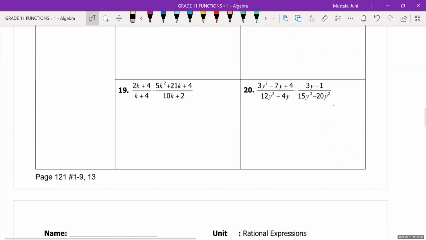So we have a complex trinomial over just the greatest common factor. We can't, and then you can't factor 3y minus 1 and another greatest common factor.